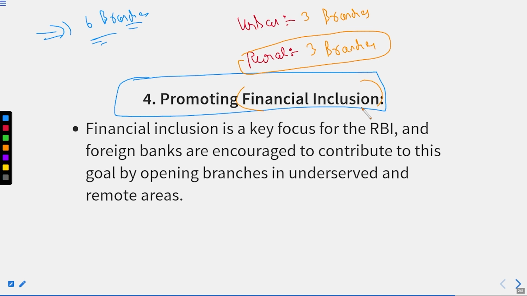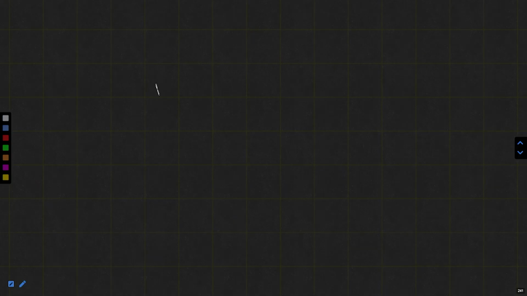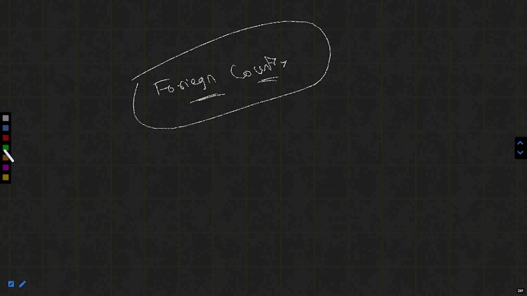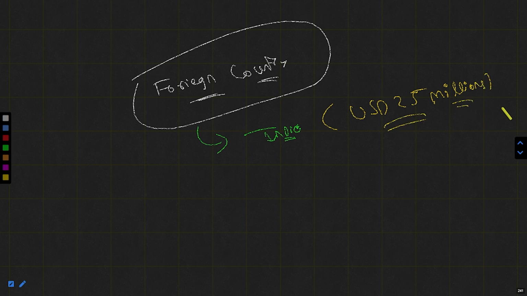Because just try to figure it out. If a bank which was established in a foreign country is now coming to India, and the bank is maintaining a reserve of 25 million US dollars. So what do you think? Why is the bank coming to India?